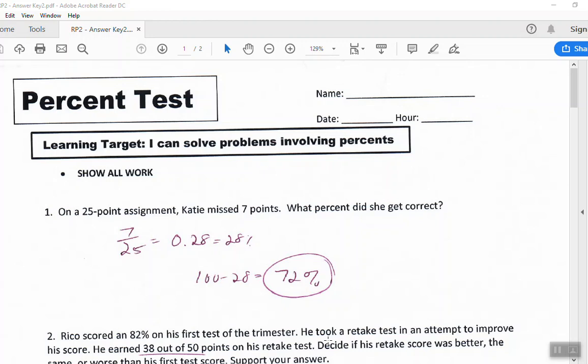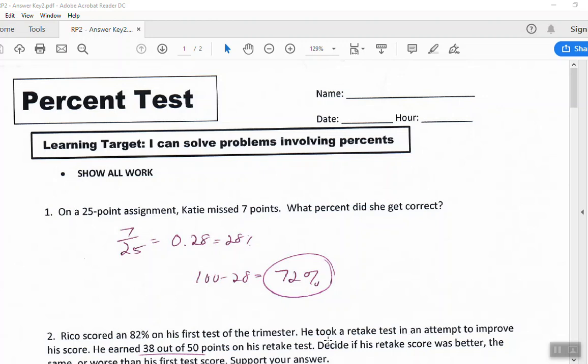So as long as you could support it and show it in a way that made sense, not just to yourself, but to someone else, like your teacher, that was kind of how we were scoring these. So the first one right here, on the 25-point assignment, Katie missed 7 points. What percent did she get correct?